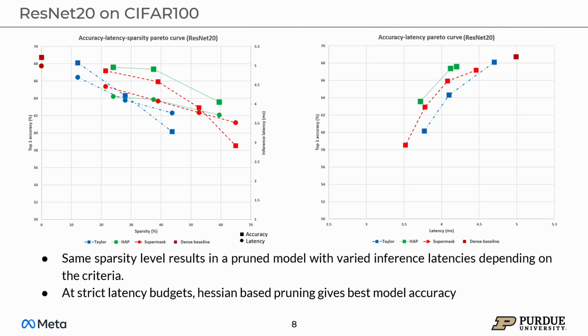This plot shows the performance of ResNet 20 on the CIFAR-100 dataset for various sparsity levels. The first takeaway from the graph on the left is that the same sparsity level in a pruned model results in varied inference latencies, and this depends on the criteria. This happens because different criteria may choose to prune different kernels, and as a consequence, have different inference latencies. For this model, we find that at a strict latency budget, the Hessian-based pruning gives the best model accuracy.